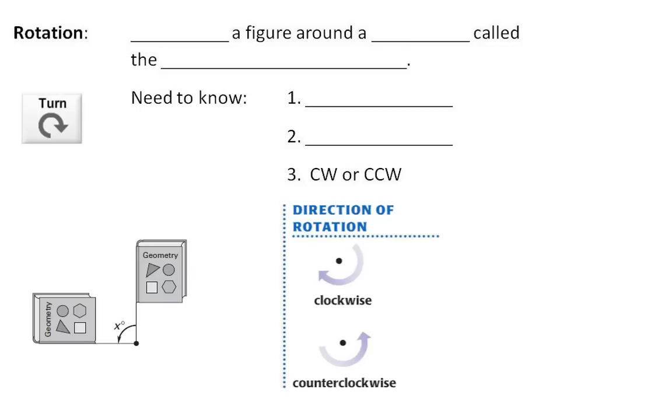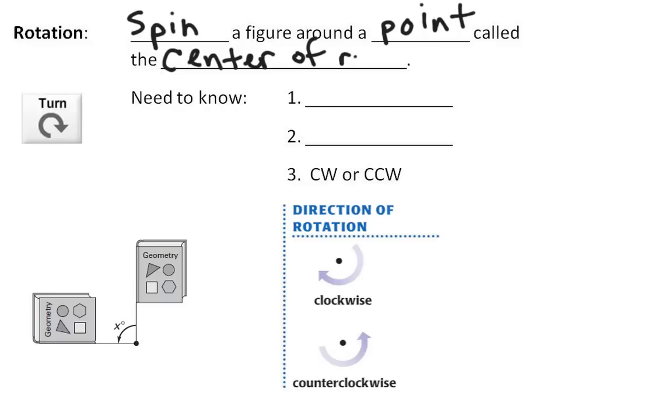Let's review some things that we've talked about before. So rotation is when you turn or spin a figure around a point, and it's got to be a fixed point like that one that all the stars were spinning around, called the center of rotation. Okay, what we need to know in order to do a rotation is, where is the center of rotation? So we need to know the center of rotation, and I'm just going to say center of R here.